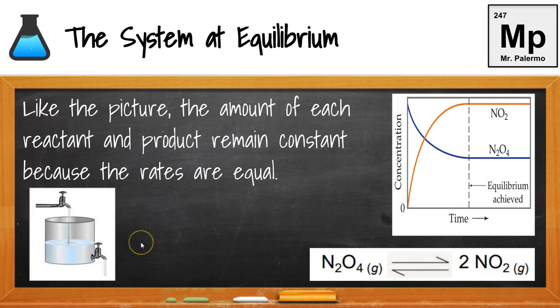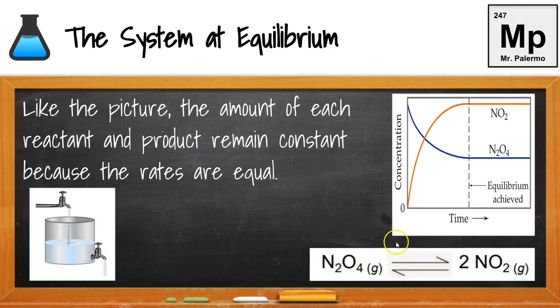So let's also look at what else happens at equilibrium. If you look at this picture here, if I'm pouring water in at the same rate at which the water is leaving, then the concentration of water, this level here, is not going to change, because as it pours out, it's also pouring in. Like the picture, at equilibrium the amount, the concentration, remains constant because the rates are equal. If I am making NO2 as fast as NO2 is making N2O4, then the total amounts do not change. You can see that in terms of concentration.